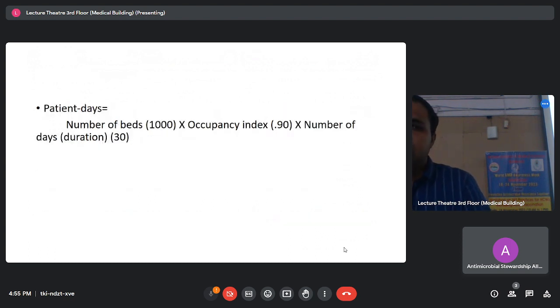That is the number of beds in the given hospital multiplied by the occupancy index, which may be anything from 0 to 1, and multiplied by the number of days. So this gives the patient days, and the numerator divided by the denominator, multiplied by 1000, will give you the DDD per 1000 patient days. Same goes for days of therapy, DOT.